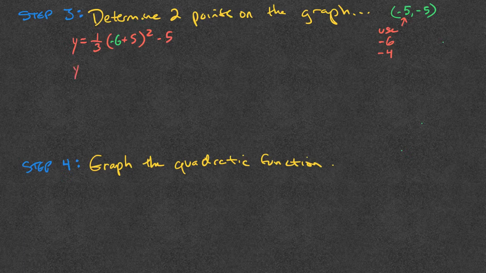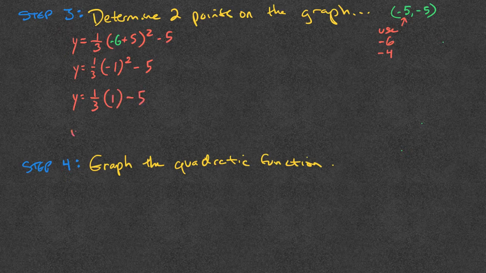And then we'll go through this process. We've got y equals 1/3, and then -6 plus 5 is -1. We want to square that and then subtract 5. So we've got y equals 1/3, and then -1 squared. -1 times -1 is just +1. 1/3 times 1 is 1/3. Then we want to subtract 5.